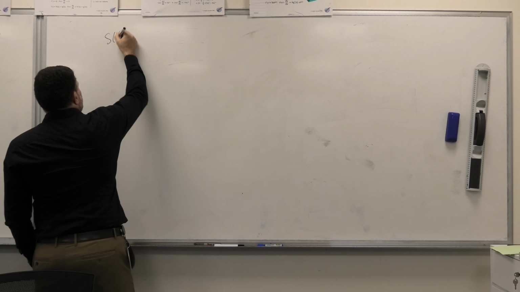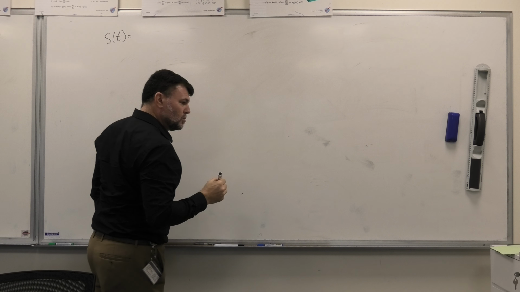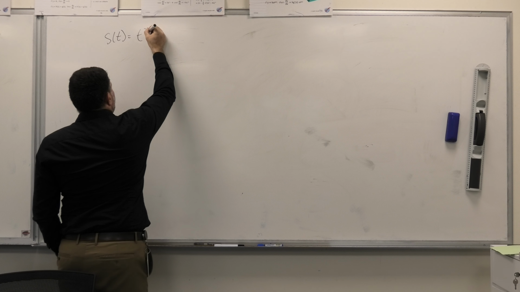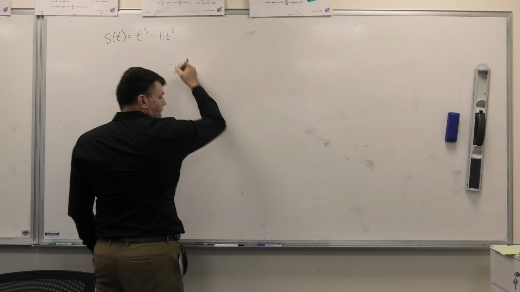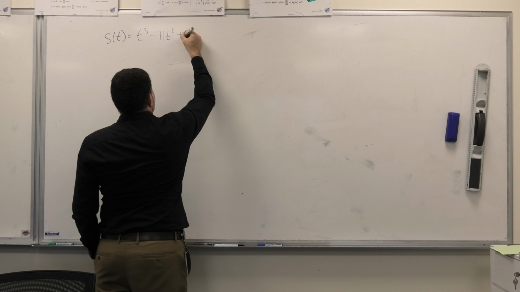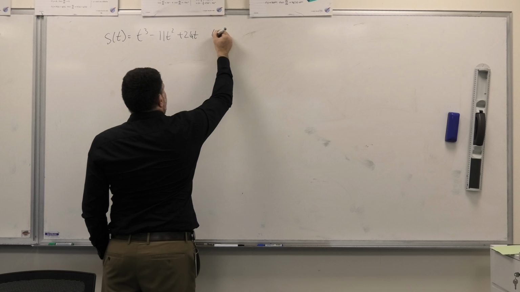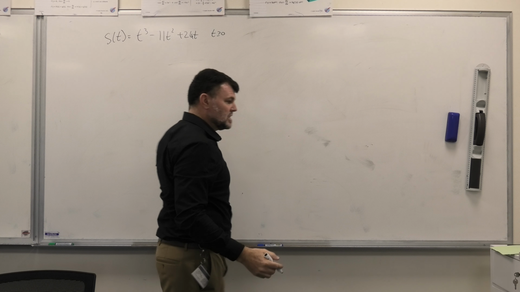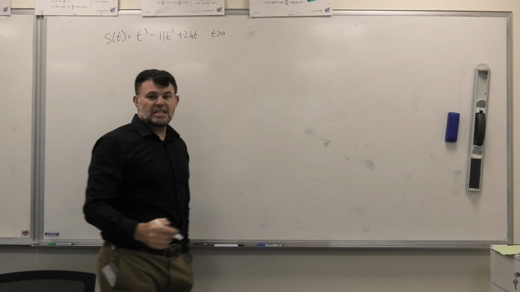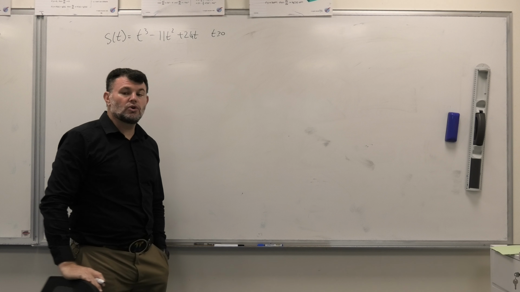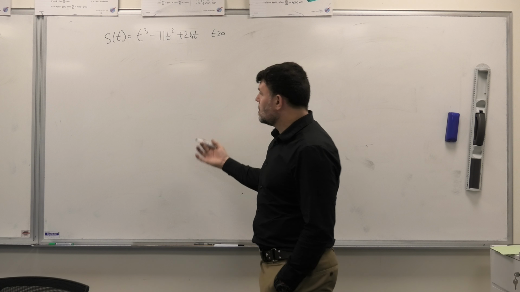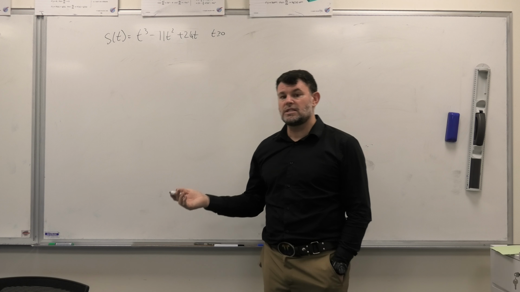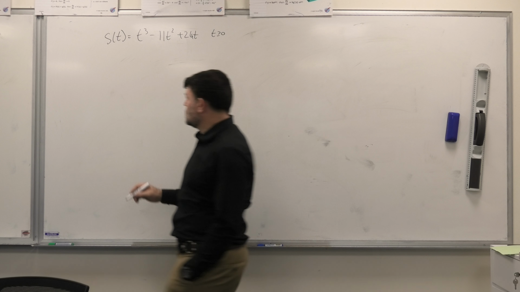The question says we have an object that's moving in a straight line with position given by s of t is equal to t cubed minus 11t squared plus 24t, and t is greater than or equal to 0, where t is in seconds. It's asking us to describe the initial conditions of the object. So in order to describe the initial conditions, I'm going to have to find the velocity function and the acceleration function.